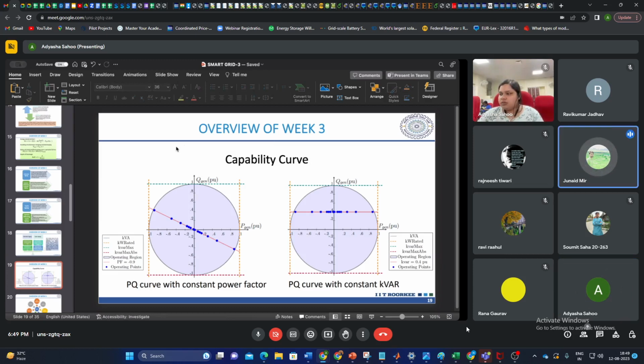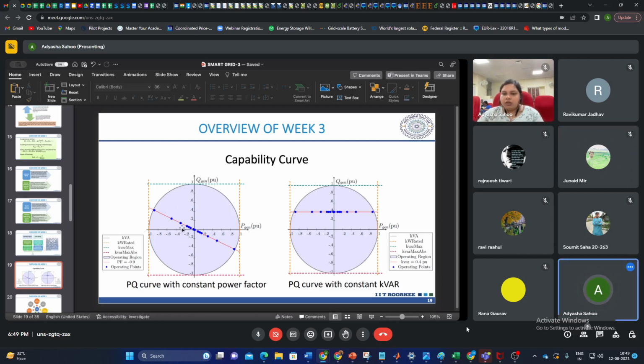Ma'am, DC form. So obviously, when you need to convert it into AC, you'll need inverters there. Yes, ma'am, obviously. So basically, that inverter capacity will decide how much Q you can provide. That will come from there. Okay, ma'am. Now I got it. Thank you. Okay, thank you.